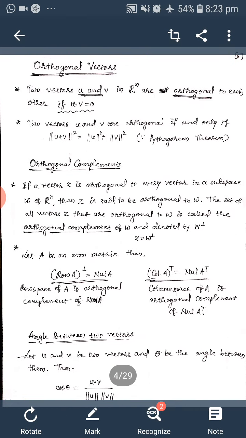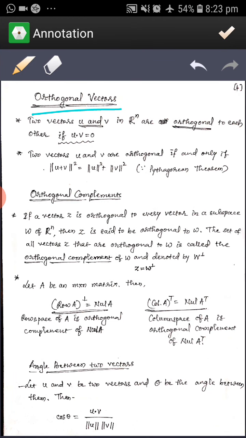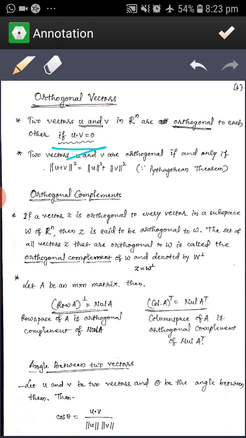So after seeing the length and unit vector, what are orthogonal vectors? We say vectors are orthogonal if their inner product, the dot product, is 0. If there are two vectors u and v, and u dot v is equal to 0, then we call them orthogonal.